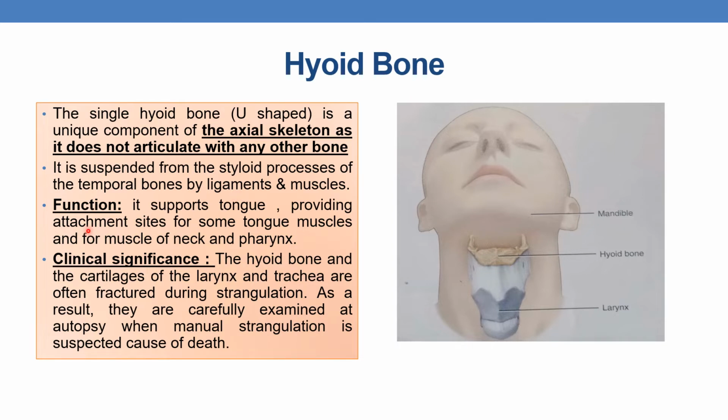And the major function of the hyoid bone is that it supports the tongue and provides attachment to some of the tongue muscles and the muscles of the neck and pharynx.